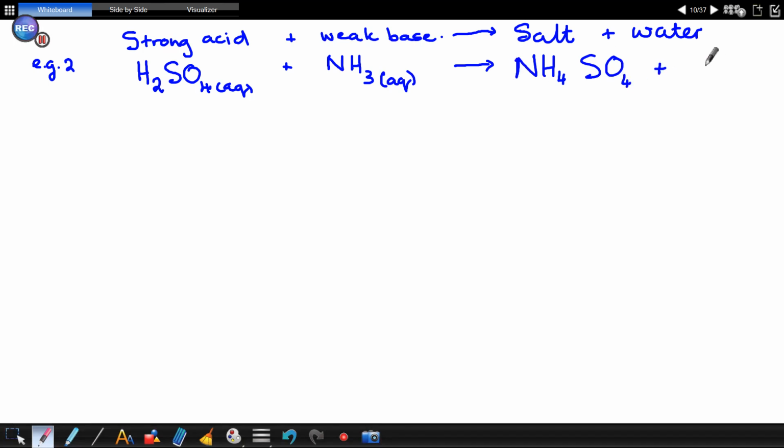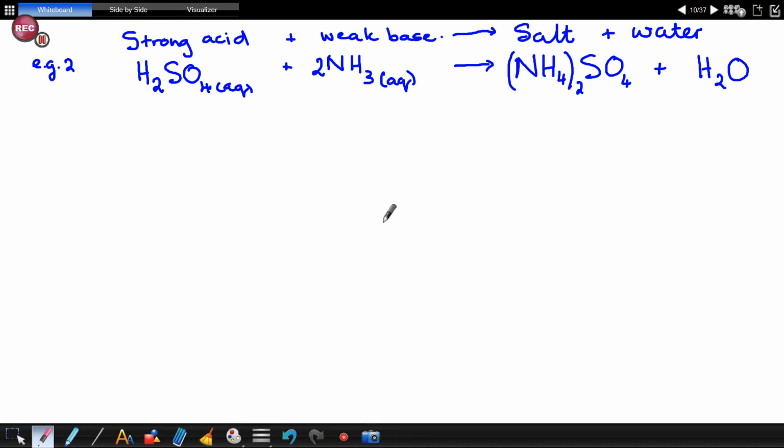I have a problem with the formula here. Isn't it brackets 2, ammonium, H2, 2 ammoniums? Yes. Ma'am, would this still be a neutralization reaction? Yes, it is. Strong acid, weak base, still a neutralization reaction.